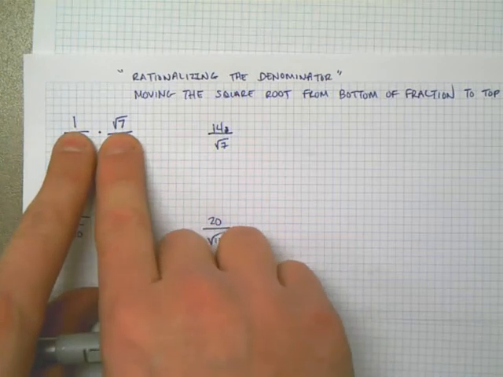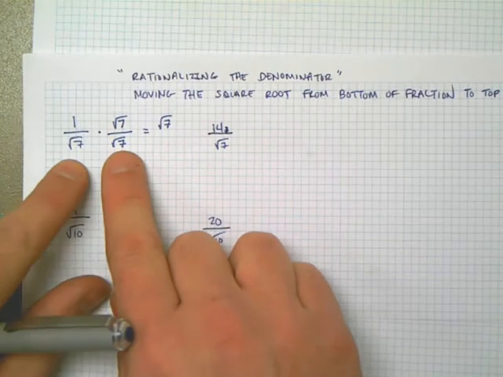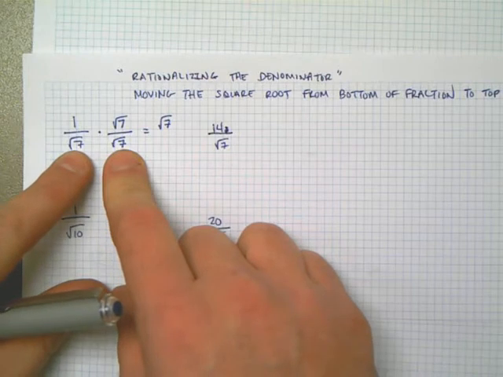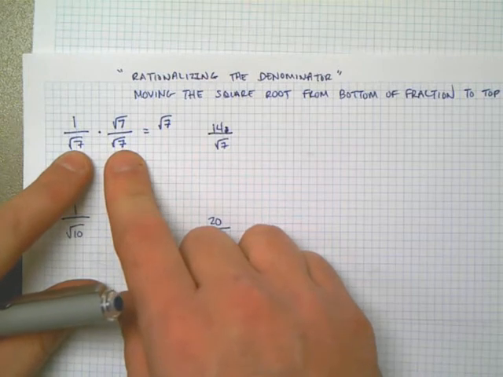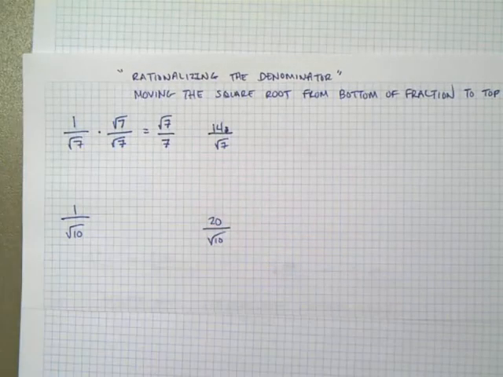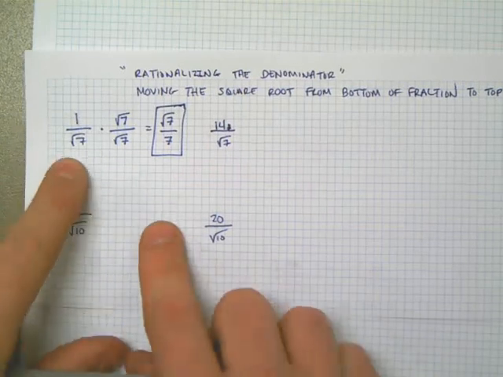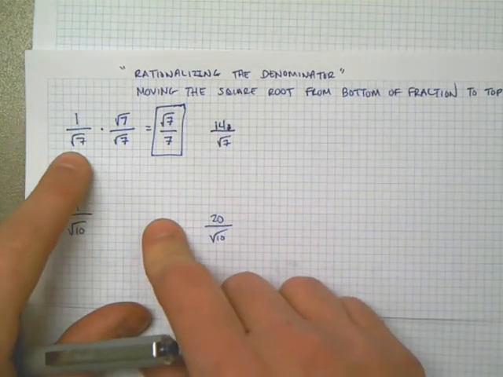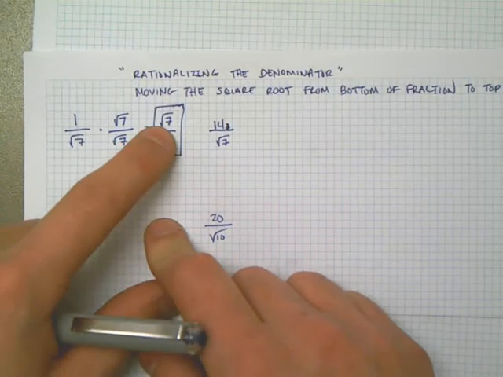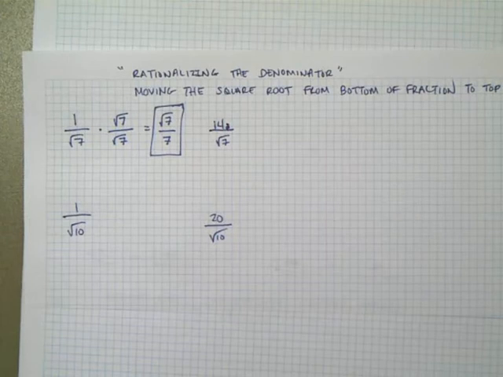But if I take 1 times the square root of 7, I have 1 square root of 7. And on the bottom, if I take the square root of 7 times the square root of 7, I get the square root of 49. But we know the square root of 49. Put that in your calculator, you'll find out that it's 7. Basically what happens is the square root sign just disappears. And it turns out that 1 over the square root of 7, if you put 1 divided by the square root of 7 on your calculator, would give you the same thing as entering the square root of 7 divided by 7. They're the exact same value decimal-wise.